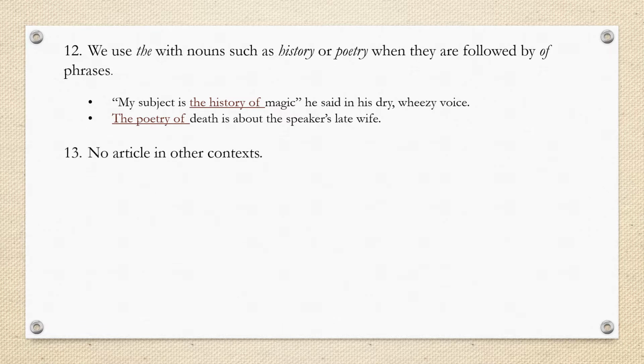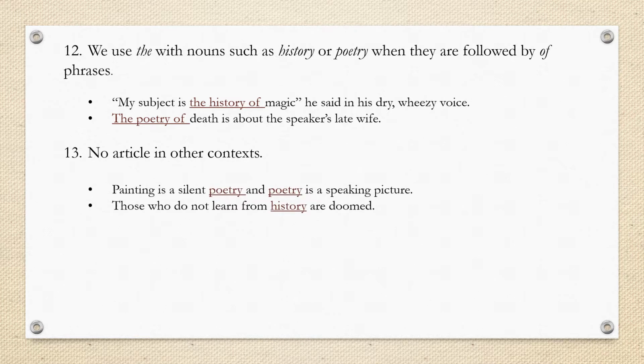We use no article with these same nouns when we use them in other contexts. Painting is a silent poetry, and poetry is a speaking picture. Those who do not learn from history are doomed. In these sentences, we did not use the article with poetry or history because they are not followed by an of phrase.